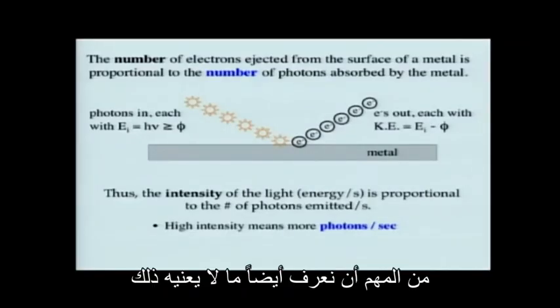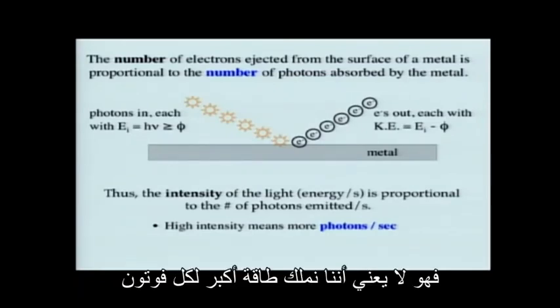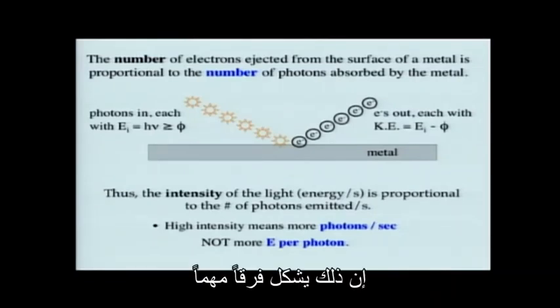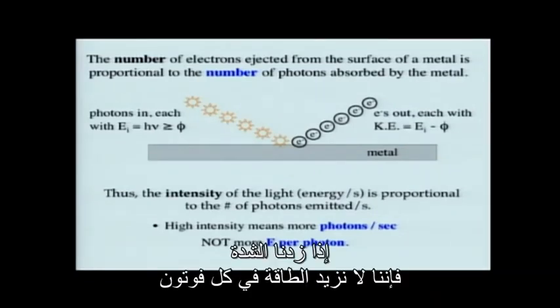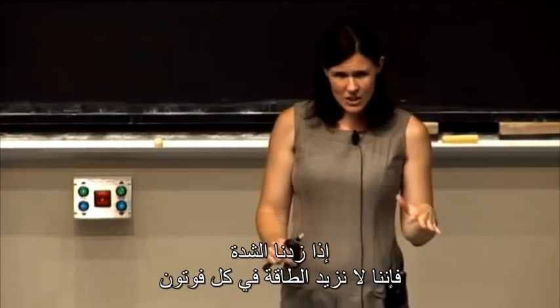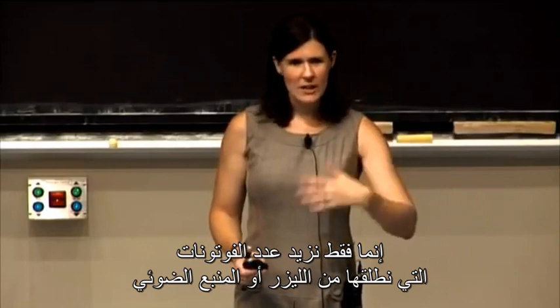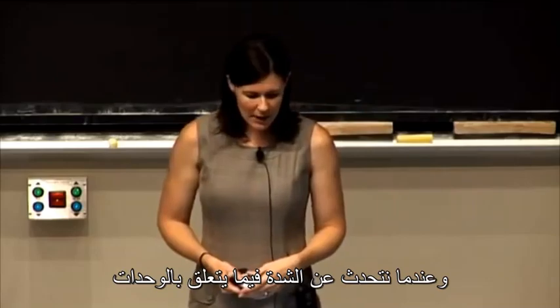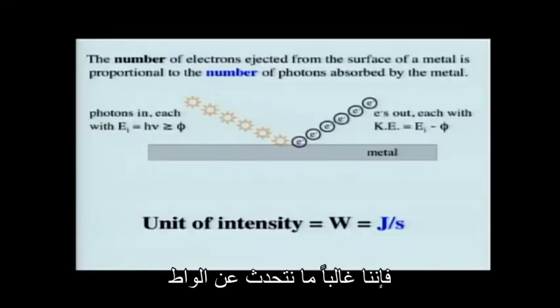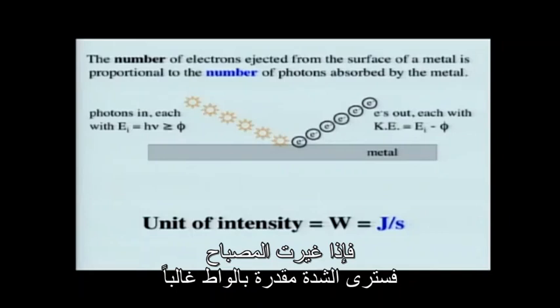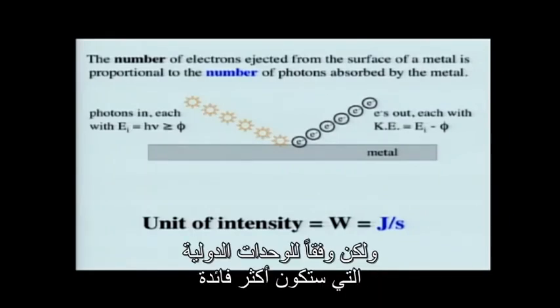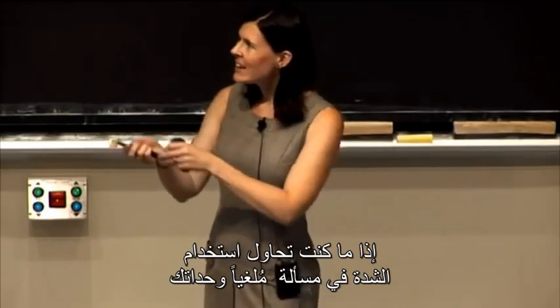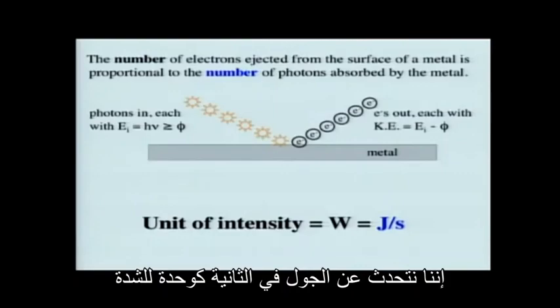And it's important to note also what that does not mean. So it does not mean that we have more energy per photon. This is a really important difference. If we increase the intensity, we're not increasing the energy in each photon. We're just increasing the number of photons that we're shooting out of our laser or whatever our light source is. And when we talk about intensity in terms of units, we usually talk about watts. So if you change your light bulb, usually you see the intensity in terms of watts. But in terms of SI units, which become much more useful if you're actually trying to use intensity in a problem and cancel out your units, we're just talking about joules per second is what intensity is.